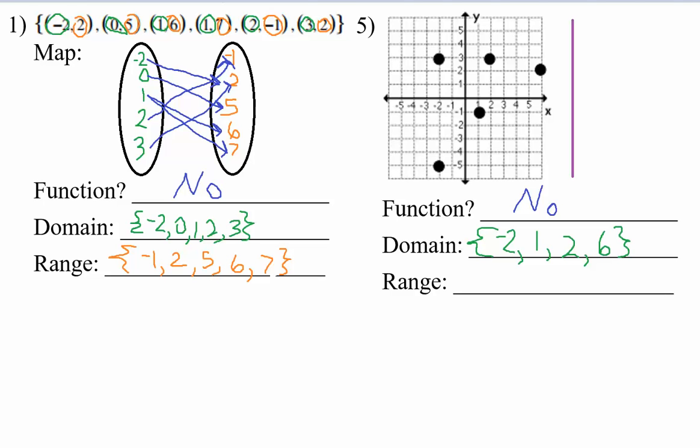So for our range, we're now going to work from bottom to top. So our lowest value is a -5. Next is -1, followed by 2, and finally 3.